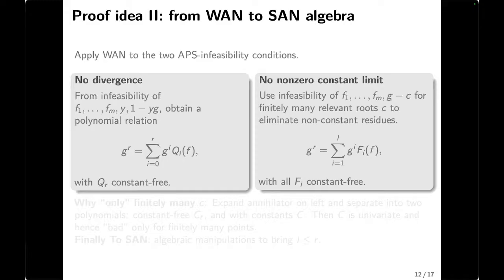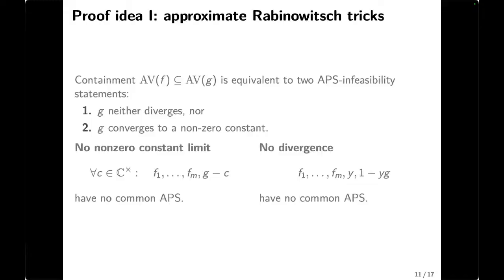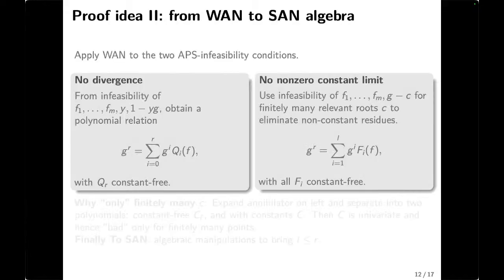Now we show that if you actually apply these two criteria using the weak approximative Nullstellensatz, that is, that there exists some annihilator with a non-zero constant term, then you get the following two conditions. The non-divergence thing already gives us this sort of polynomial relation in g, where the Q_i's are polynomials where the input variables are substituted with these f_1 to f_m, and with the constraint that the highest degree polynomial Q_R has no constant.